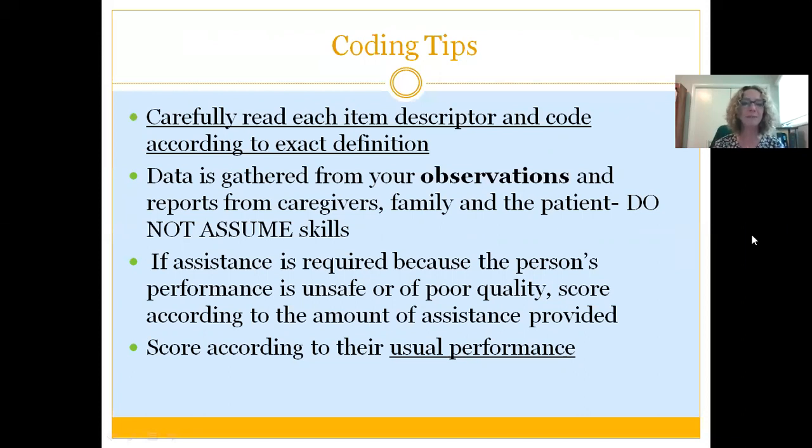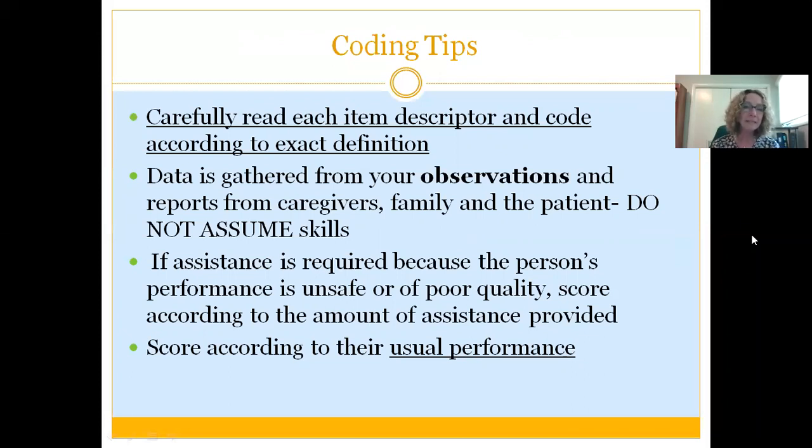Some additional coding tips, you want to carefully read each item description and code exactly according to that definition. So you can see if, for example, you did not include swallowing as you're scoring eating, that could be inaccurate and skew the results. So you want to be really careful to know those descriptors, know the coding, because it's a different scale than what we're used to in therapy. The data is going to be gathered from your observations and from reports, but you don't want to assume skills. Don't extrapolate here, don't assume. Really use your observation and interview skills to get good information for individuals.